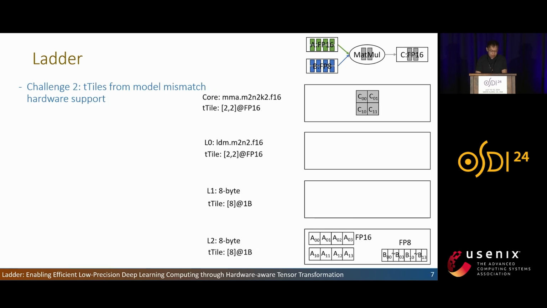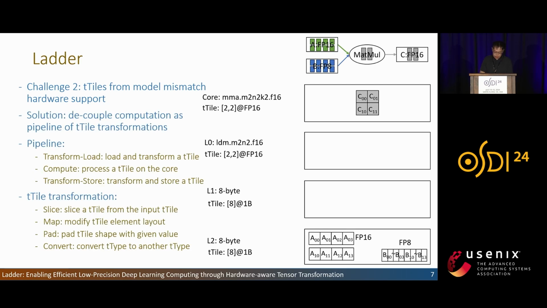The type-tile abstraction implicitly exposes the data type information of both model and hardware. However, T-tiles from the model usually mismatch the hardware requirements. Our solution is decoupling computation as a pipeline of T-tile transformations. The transform load loads a T-tile from the lower layer and transforms it. The compute processes a T-tile computation on the core. The transform store transforms the T-tile and stores it back to the lower layer.